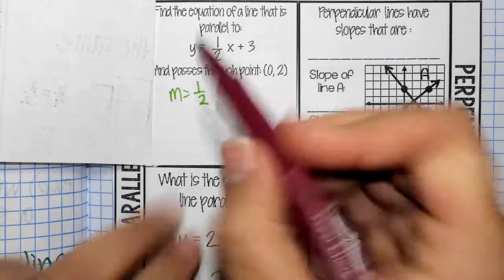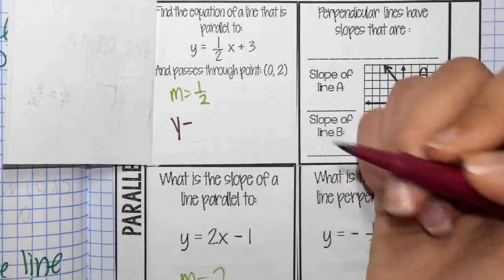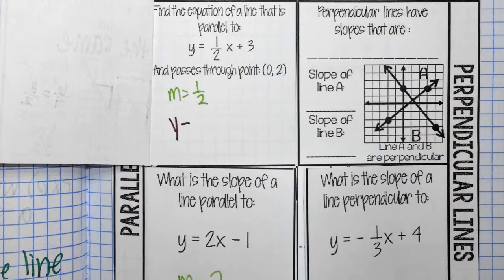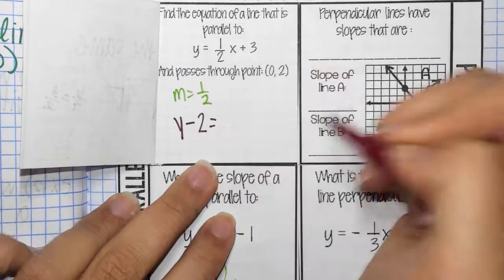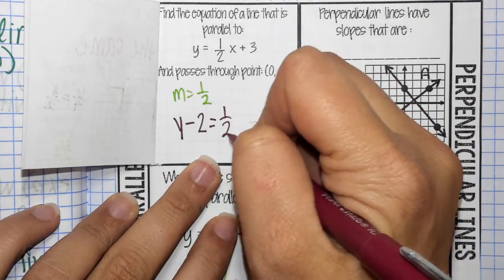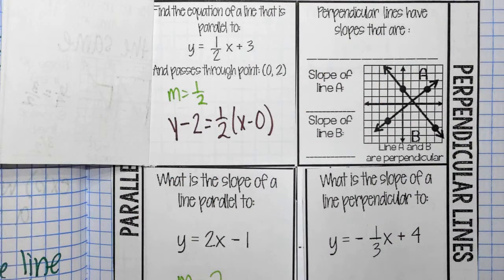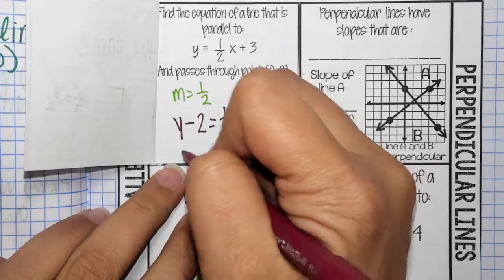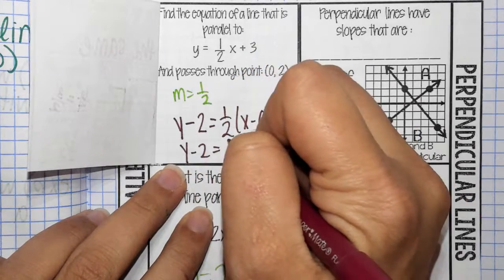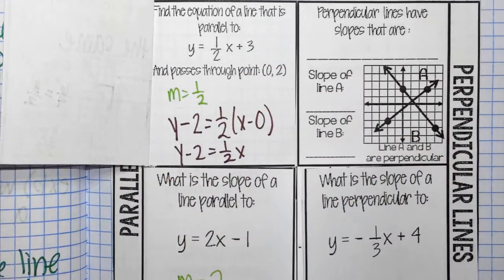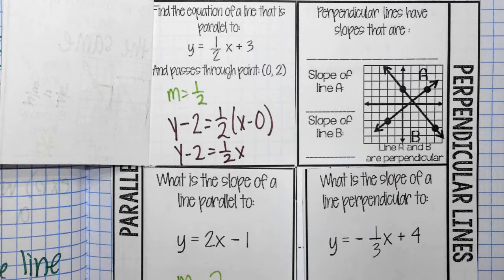Alright, so we would say y minus what? y minus 2 equals 1/2 times x minus 0. Now, do we really need that x minus 0? No. So we would say y minus 2 equals 1/2 x. We don't. Look at us go. Does everybody see how I did that?